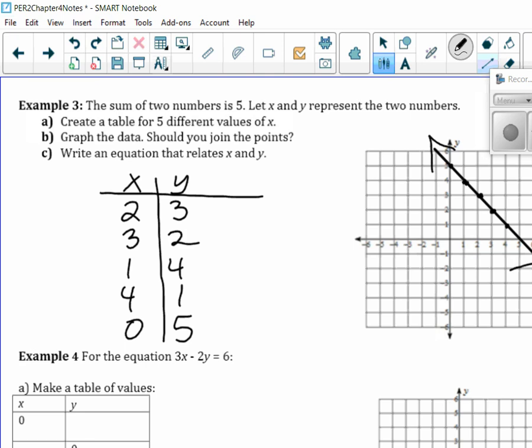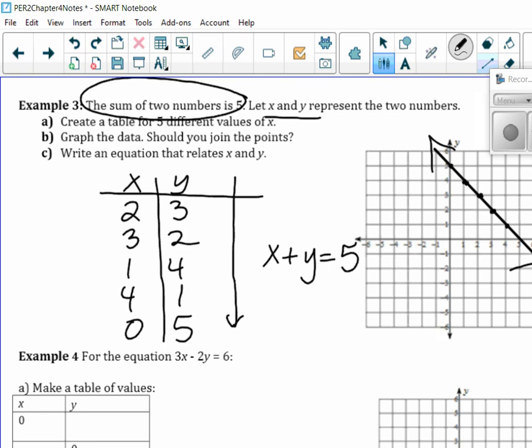Except it says write an equation that relates x and y. So sometimes you can write it in y equals something x plus something. But notice my table of values. They're not in any order at all. So you may want to do it directly from the words where it says the sum of the two numbers is 5. Well, the two numbers are x and y. So that means x plus y equals 5. Because that's what I'm doing essentially from my table of values: x plus y equals 5. 2 plus 3 is 5. 3 plus 2 is 5. 1 plus 4, and so on.